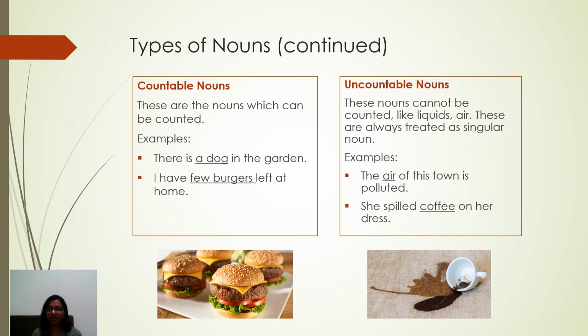Example, she spilled coffee on her dress. Coffee is a liquid. You cannot count, right? How much coffee has she spilled? You can say half the mug or something like that, but you cannot pinpoint the exact quantity. Similarly, the air of this town is polluted. You cannot count how much air is polluted. You'll just use it as a singular noun. So just remember that uncountable nouns are always treated as singular nouns.